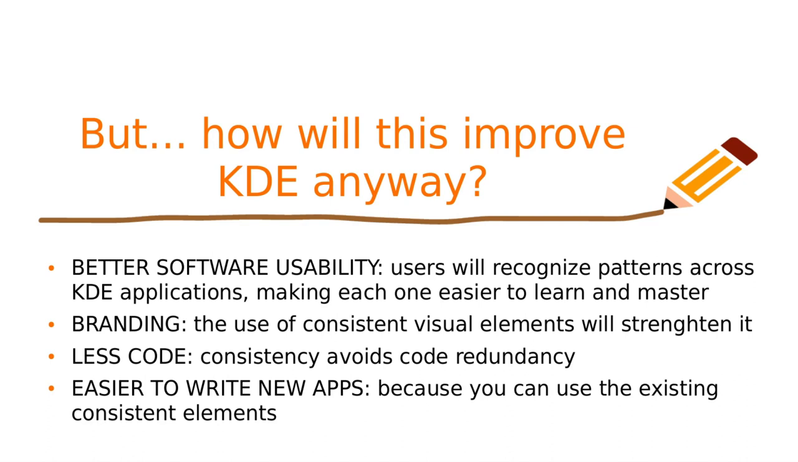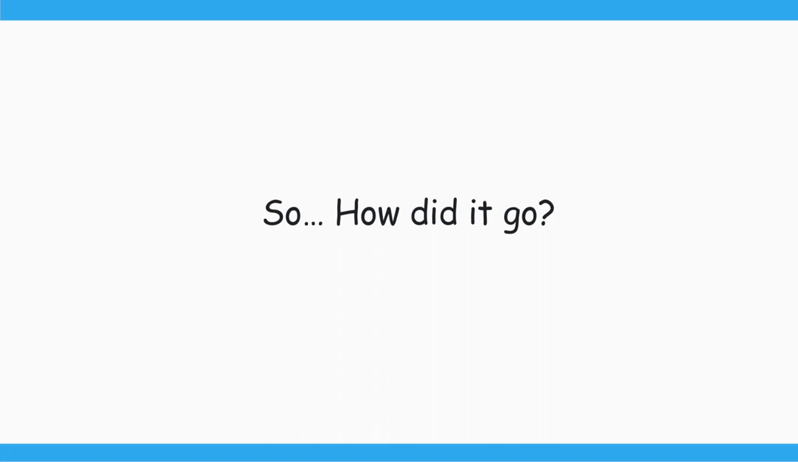Then we have branding. The consistent visual elements will strengthen it, because one person will see one application and then will see another, and they will recognize that both are done by the same group. So that will help branding. Then we have less code, because by implementing the same component that's used multiple times, we don't have to implement new code each time. And it's also easier to write apps, because we can just use the reusable components that we have previously done. So sure, but how did it go? How did it work out? Did it actually improve KDE?